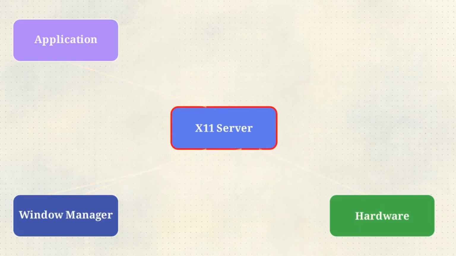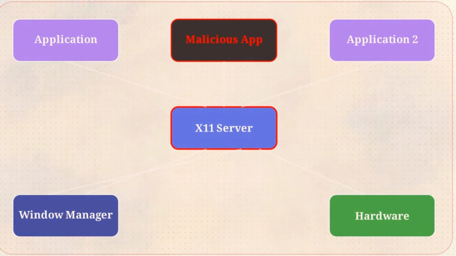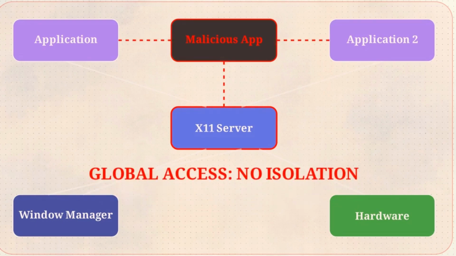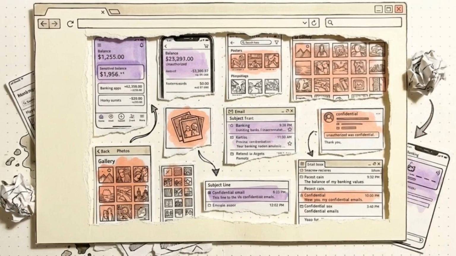This specific architecture creates a fatal security flaw. The X server grants global access by default. Applications aren't isolated from one another. In this diagram, you can see how any connected app can see the inputs and data of every other block on the server. Because the middleman doesn't verify permissions for every request, one app can inject fake keystrokes into another, or take screenshots of your entire desktop without you ever knowing.